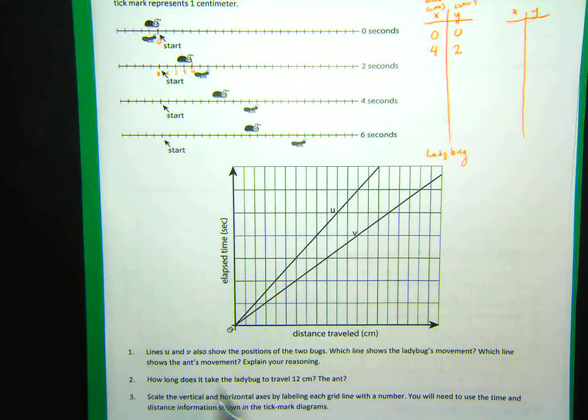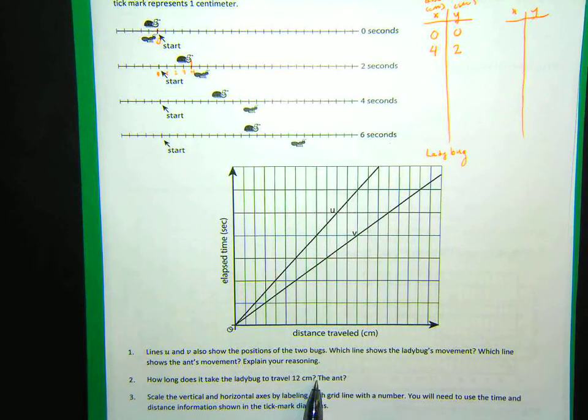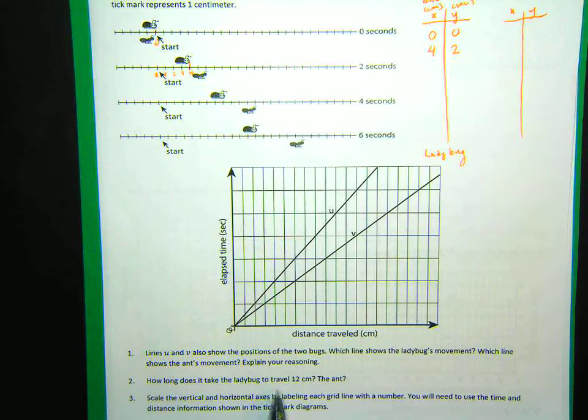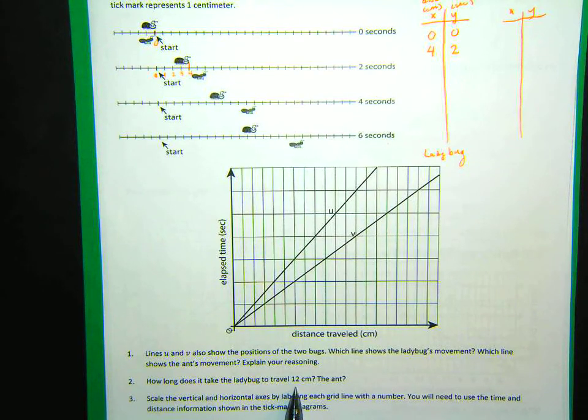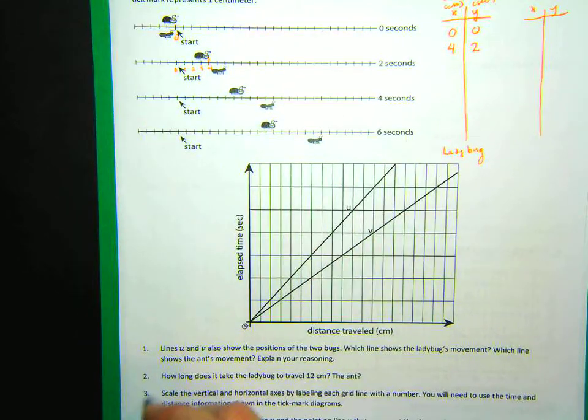Then you're going to talk about which one should be which is the ladybug and which is the ant. They're going to practice reading points off their graph. How long did it take the ladybug to travel? 12. And then scale the vertical and horizontal axes. This piece, there's more than one right way to do. And that gives you a really nice chance to talk about the scale decisions that they will make.